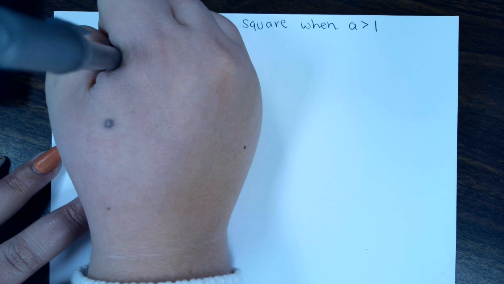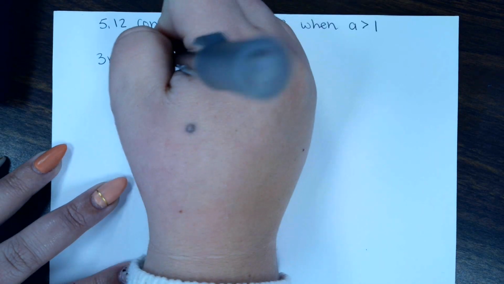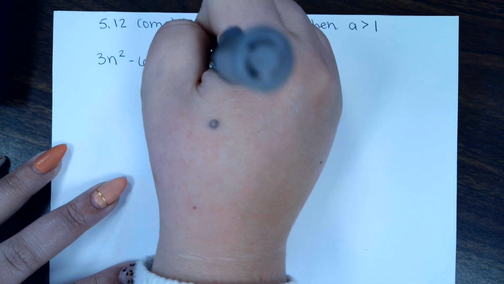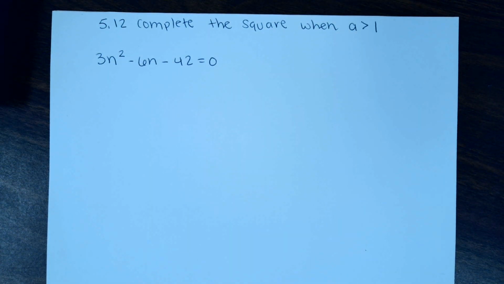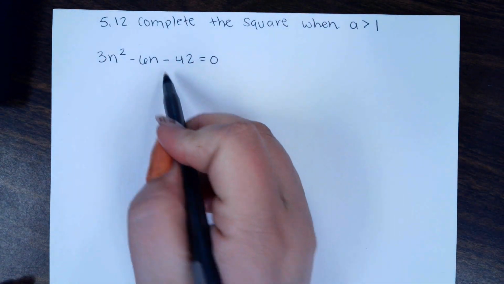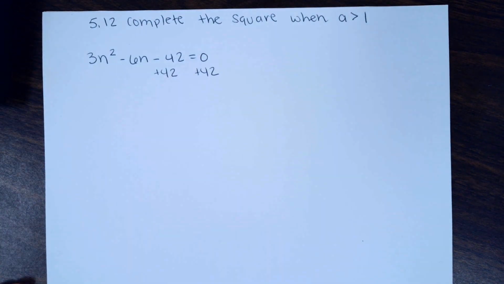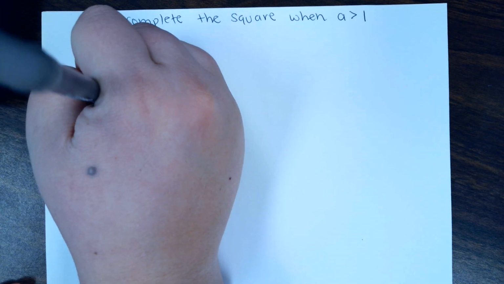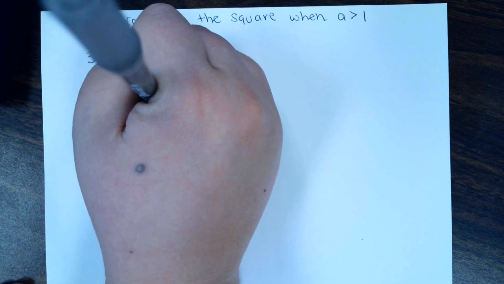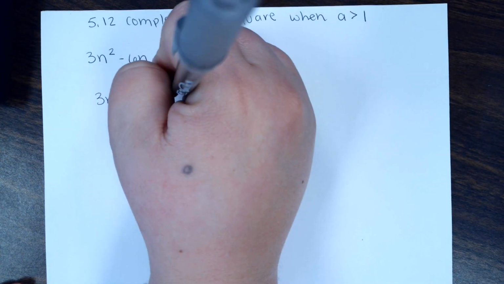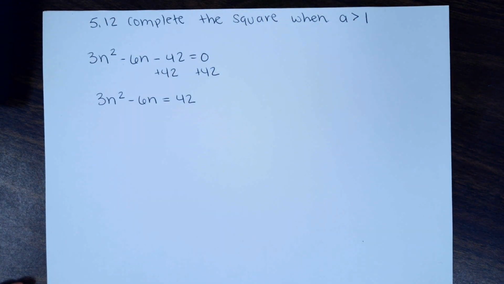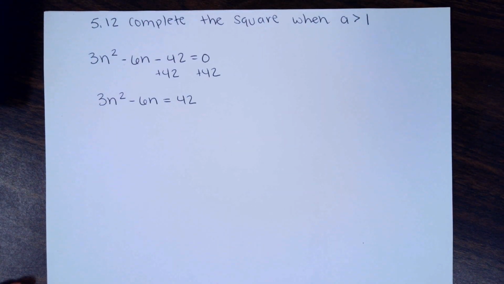3n squared minus 6n minus 42 equals 0. We are going to move the 42 first. Remember, we want constants on one side, our variables on the other. So then we've got 3n squared minus 6n equals 42. Now, nothing new so far, right?